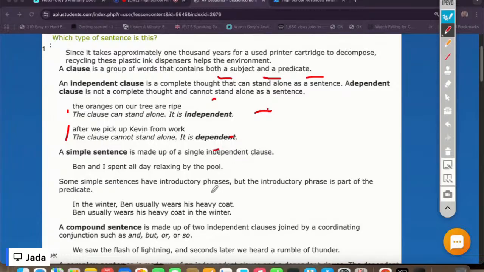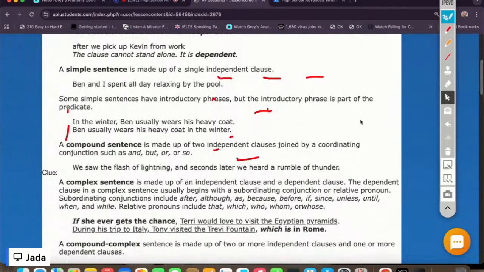So now a simple sentence is made up of a single independent clause. So from the independent clause that we have the complete thought that can stand alone, that's where we have the simple sentence and it is made up of single independent clause. So we have Ben and I spent all day relaxing by the pool. So some simple sentences have introductory phrases, but the introductory phrase is part of the predicate. Okay? So just like we have in the winter, Ben usually wears his heavy coat. So you can also say Ben usually wears his heavy coat in the winter.